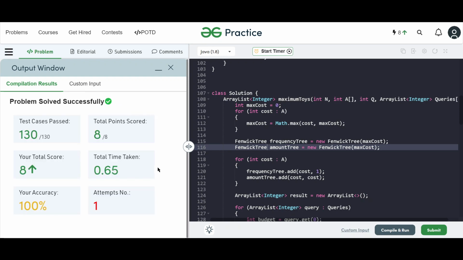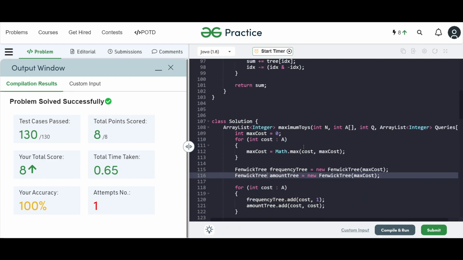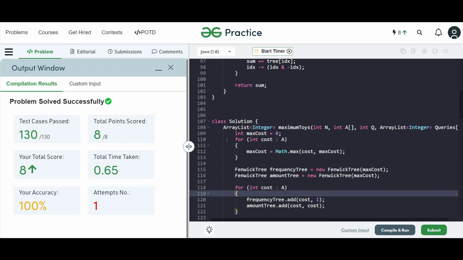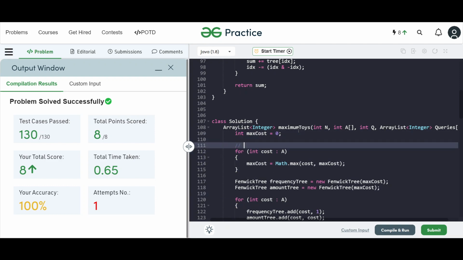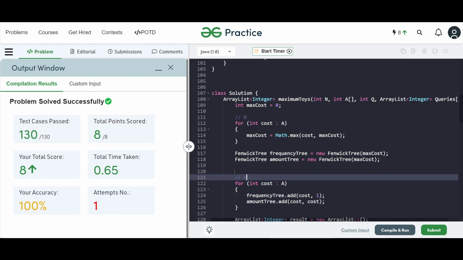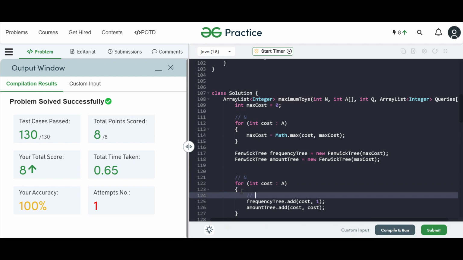All right, let's try and think about what the time complexity would look like. So what are we really doing? We are going through the cost, so this is n to find the max. And then this is all constant time. Now for each cost, for each cost means n, we're adding the cost. How much does the add operation take?